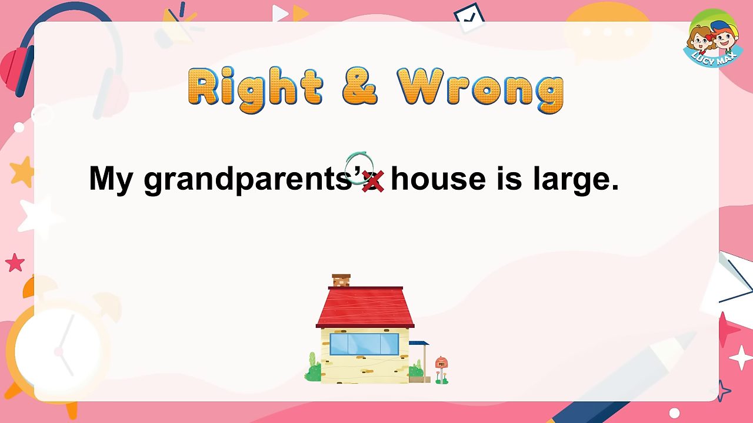Next. He make kites. The pronoun he should go with a verb that has S. He makes kites. Next. He makes kite. This sentence needs an article. He makes a kite.